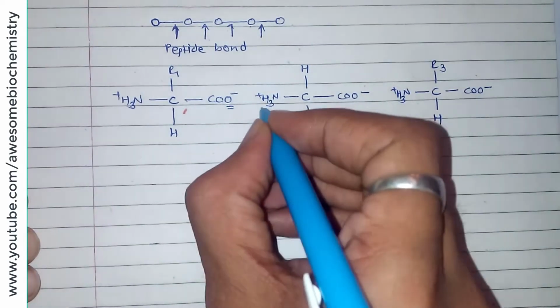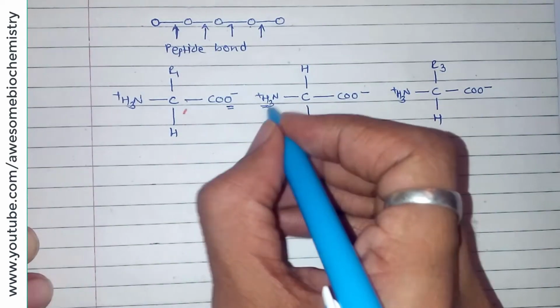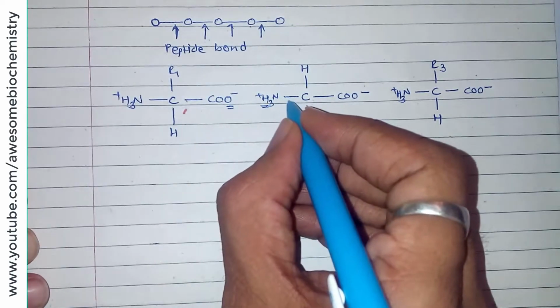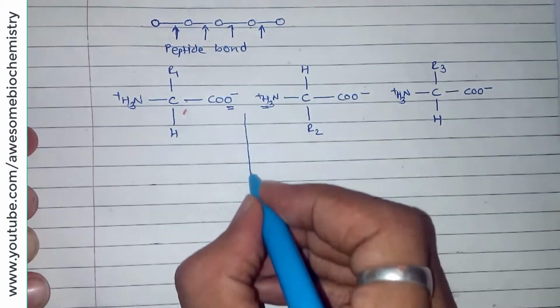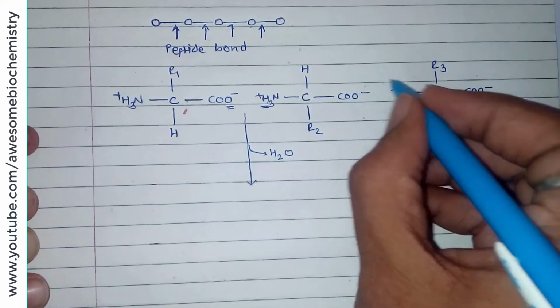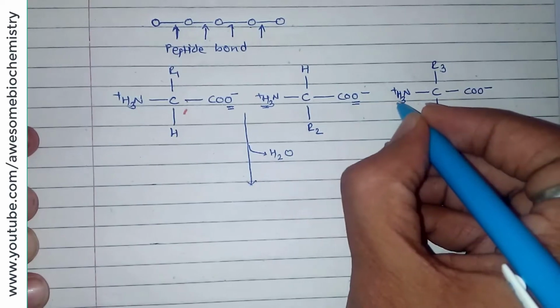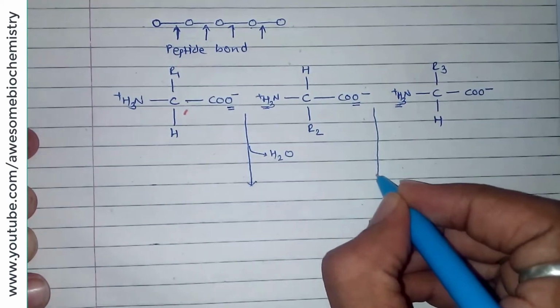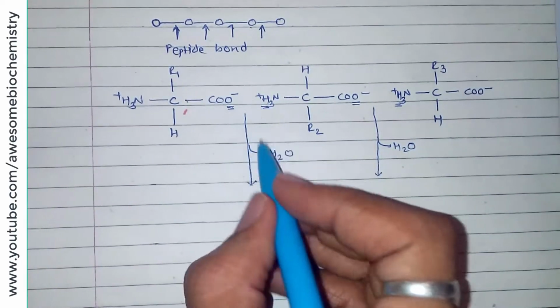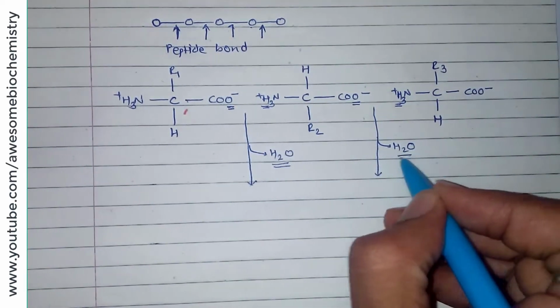One oxygen and two hydrogens are lost. One oxygen from the carboxyl group and two hydrogens from the next amino acid's amino group. So, what will happen? An H2O molecule will get released. Here also the same thing will happen. One oxygen and two hydrogens are lost. So, from here also H2O is lost. So, while making a peptide bond, one water molecule is released.